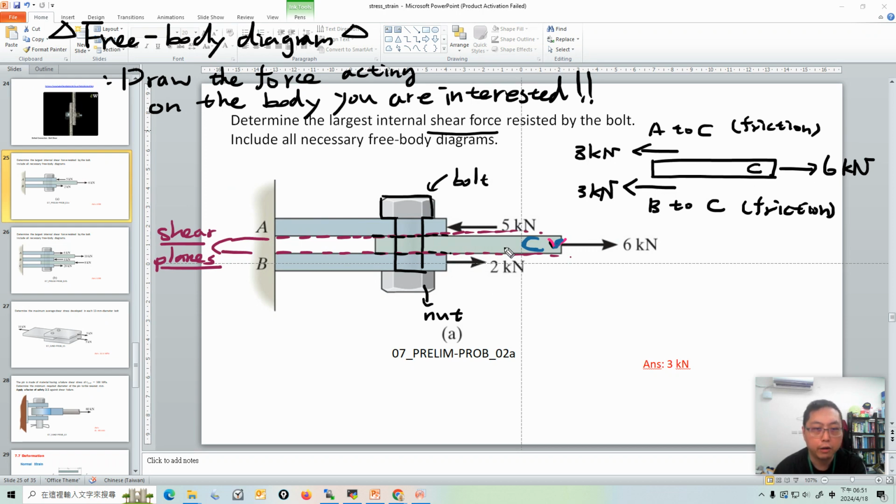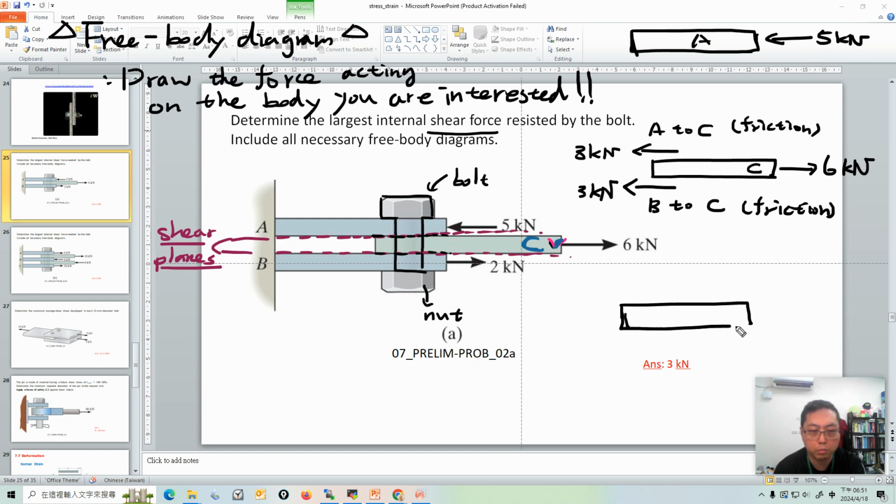So next, what is the free body diagram on A and B? A, I think it's here, and this is the force acting on A, 5 kilonewton. Draw the B here. There's an external force acting on B.